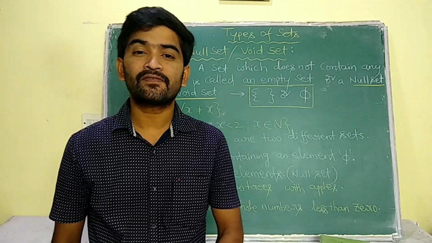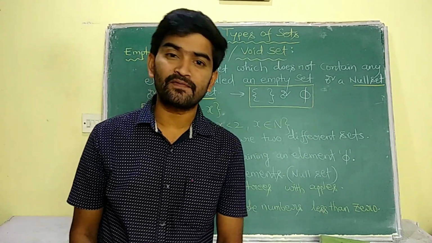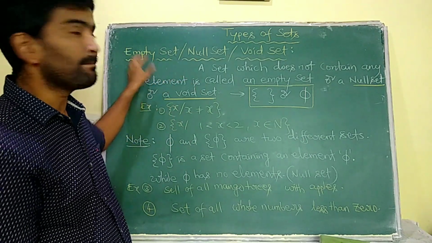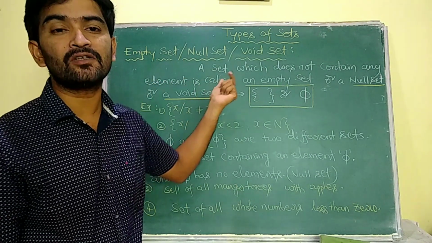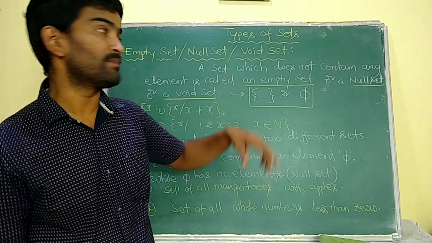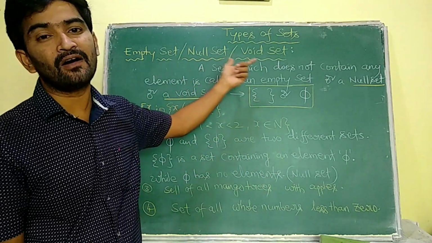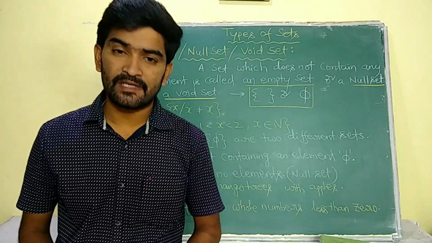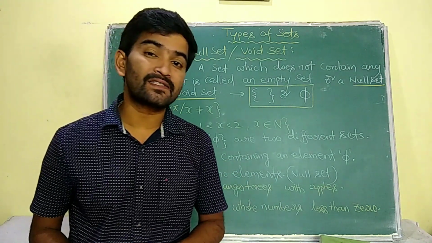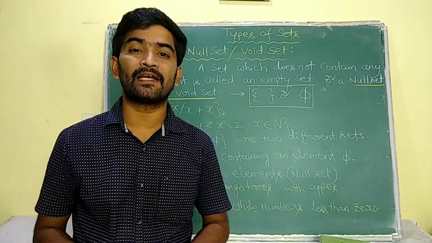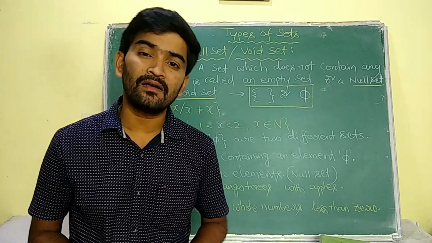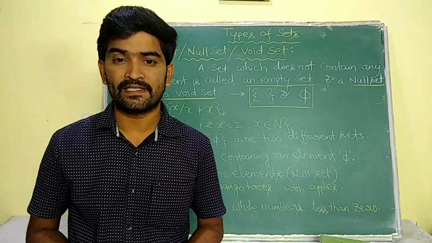Now, in this video we will discuss the types of sets. The first one is the empty set. The empty set has two other names: null set or void set. What does an empty set mean? A set which does not contain any element in it is known as a null set. The other names of null set are empty set or void set.